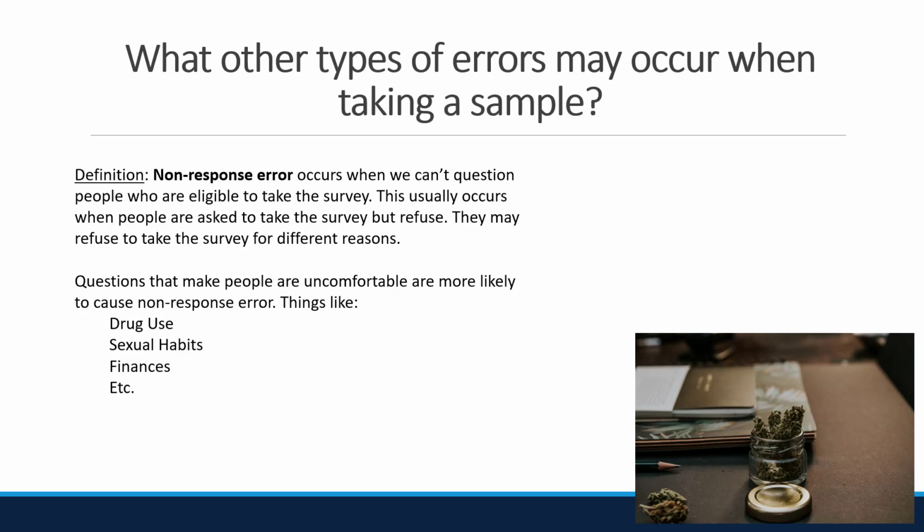Definition. Non-response error occurs when we can't question people who are eligible to take the survey. This usually occurs when people are asked to take the survey but refuse. They may refuse to take the survey for different reasons. Questions that make people uncomfortable are more likely to cause non-response error, things like drug use, sexual habits, finances, and etc.